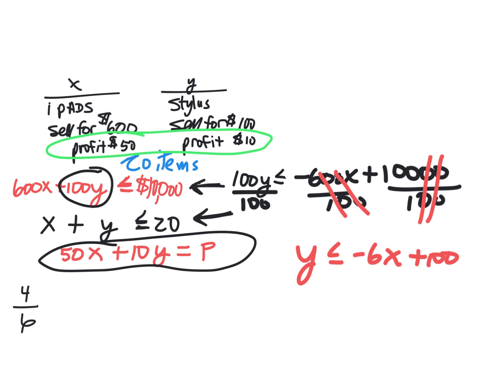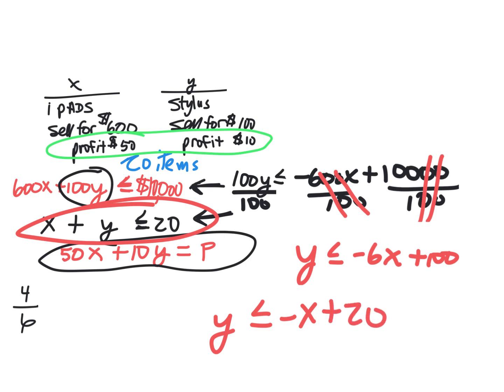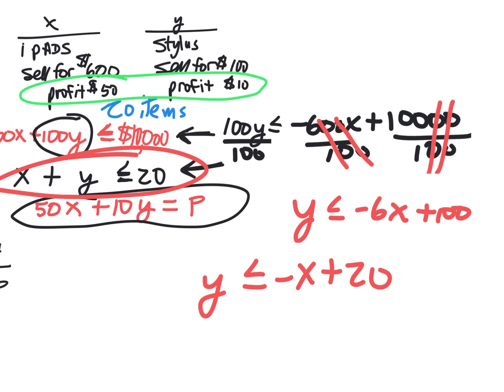All right. Now this one, to solve for y, super easy. Y less than or equal to negative x plus 20. Does that make sense? Okay.